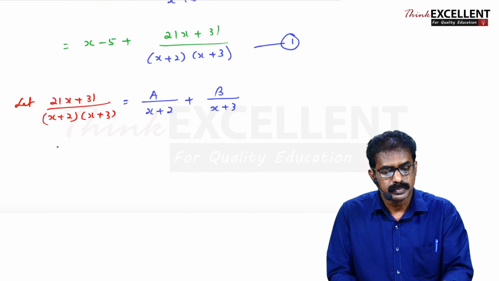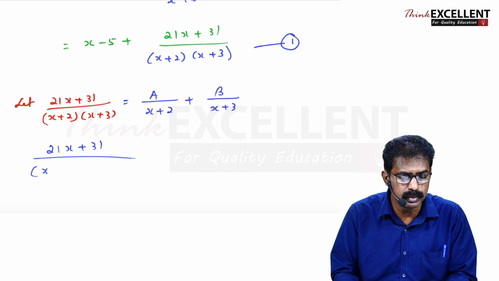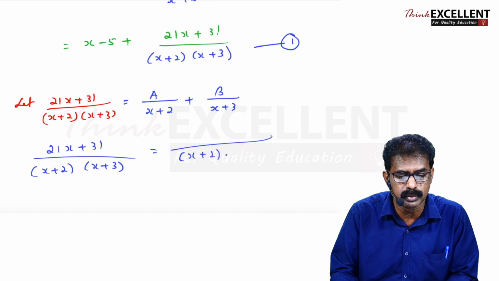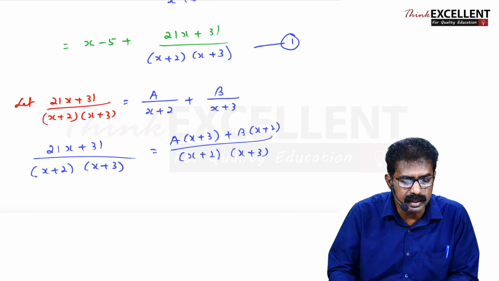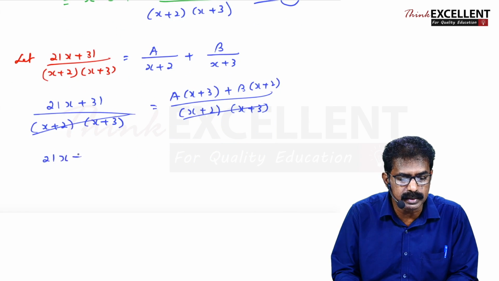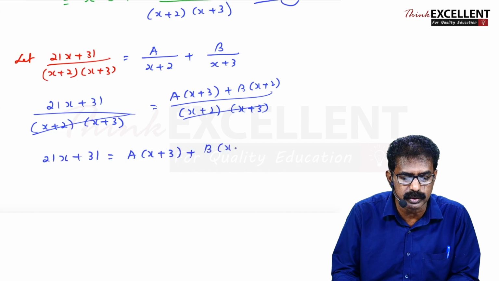Take LCM. So 21x plus 31 by x plus 2 into x plus 3 is equal to, you take LCM here. What's LCM? x plus 2 into x plus 3. So a into x plus 3 plus b into x plus 2. Cancel the denominators. So what you are getting now? 21x plus 31 is equal to a into x plus 3 plus b into x plus 2.